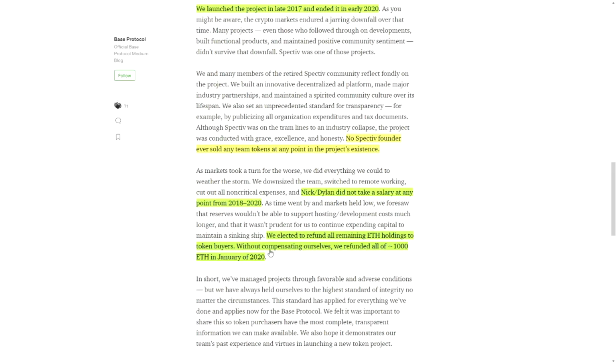And what is more important, at the end, when they threw in the towel, they refunded all the remaining ETH holdings to the token buyers. So I think that says a lot about them as people and persons. So I think they have the heart in the right place. As we know, as with any startups, a big portion will fail. I think it's easy to say that 9 out of 10 projects will fail. But still, they try to make the best of it. So I'm happy to see this mentality.